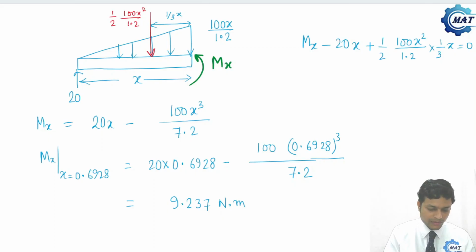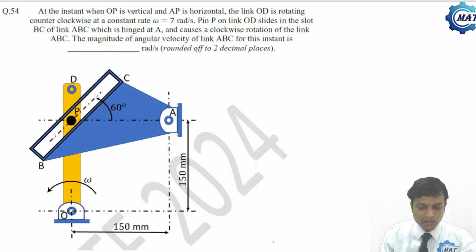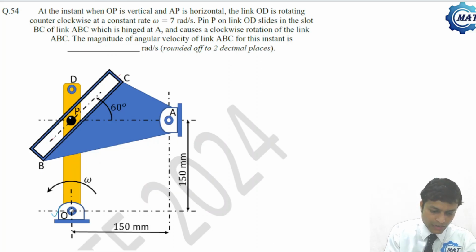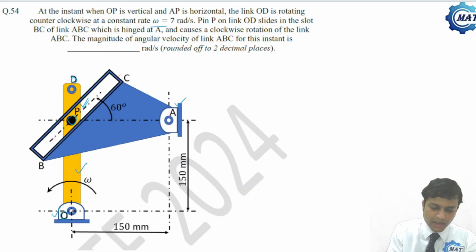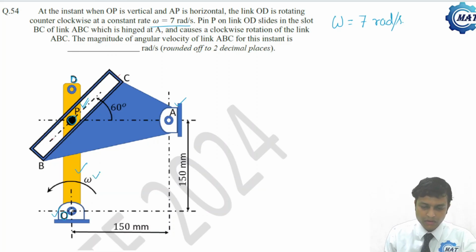Now let us move to the next problem. This is a very conceptual problem. Now let me read out the statement of the problem. At the instant when OP is vertical, this is O and this is P, OP is vertical, and AP is horizontal, this is A, this is P. The link OD, this is O, this is D, this link OD is rotating in the counterclockwise direction at a constant rate omega of 7 radian per second, in the counterclockwise direction.